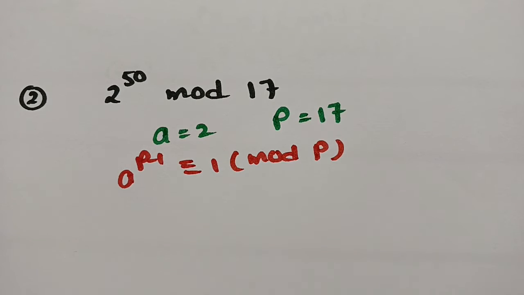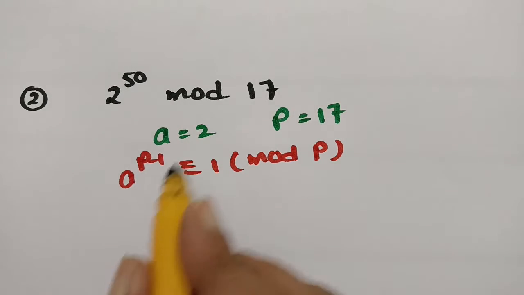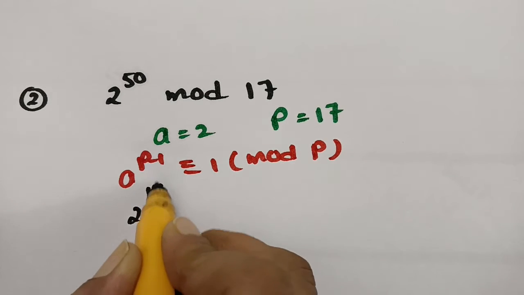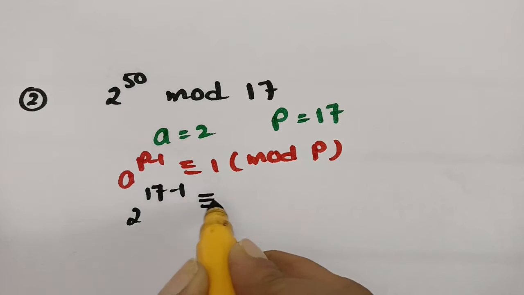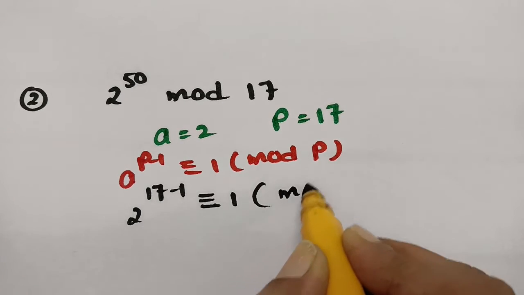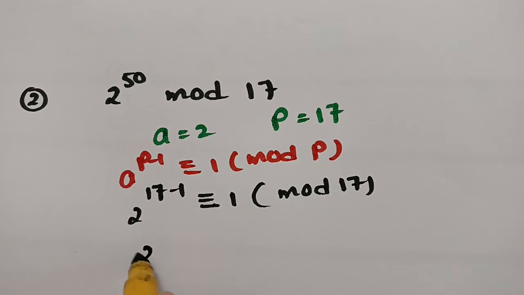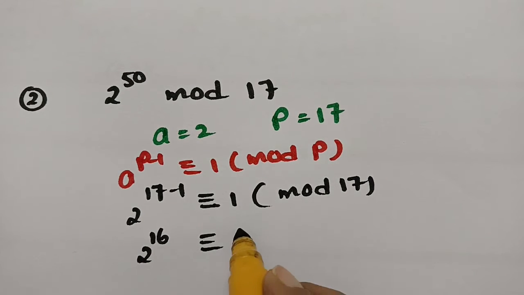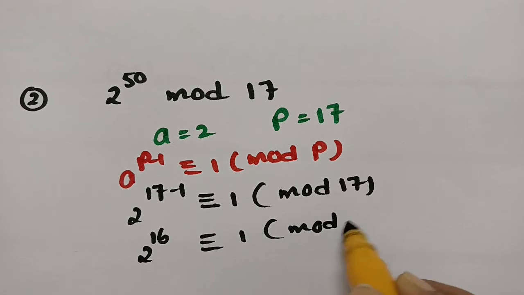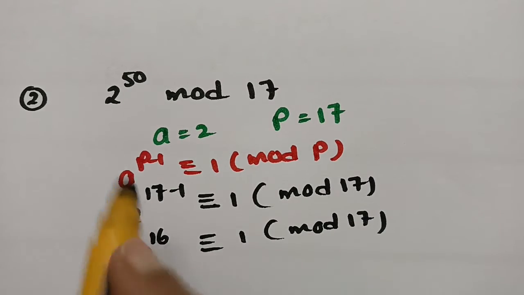If I substitute the same thing, a value is equal to 2 and p value is equal to 17, so 2 power 17 minus 1 is congruent to 1 mod 17. So this will be 2 power 16 congruent to 1 mod 17. But I need 2 power 50 here.